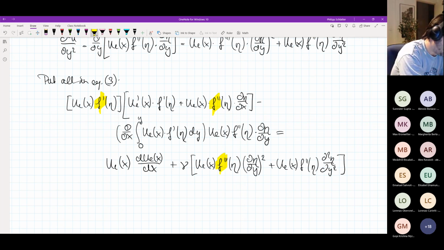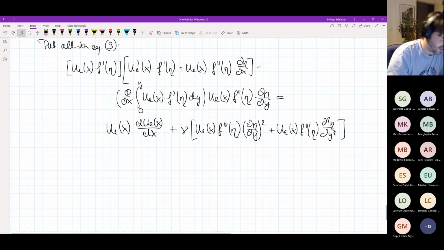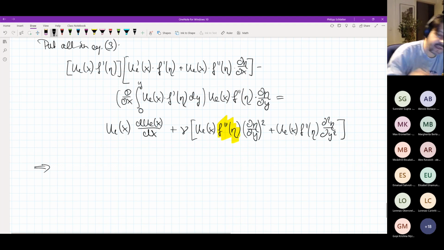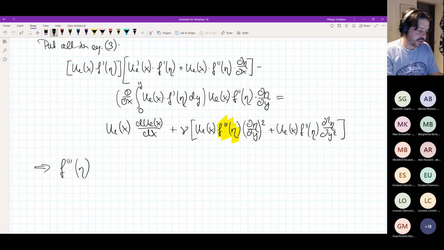Which means, if I'm taking away these colors, what I can get at the end, if I'm just isolating and focusing on this triple f triple prime term, is this. If I'm rewriting or multiplying everything in such a way that f prime of eta is standing alone, then I can put down all the terms in such a way that this one is alone. So essentially, I divide by nu ue of x and the second derivative of eta with respect to y.